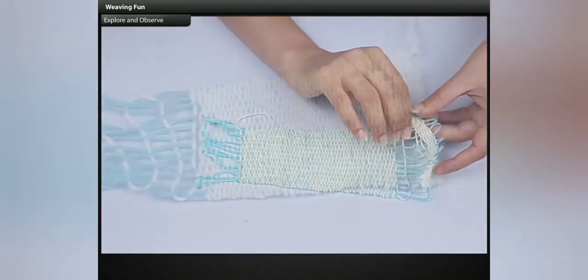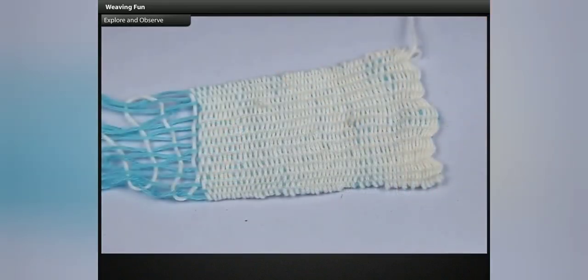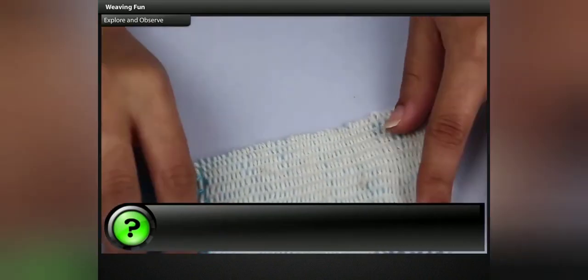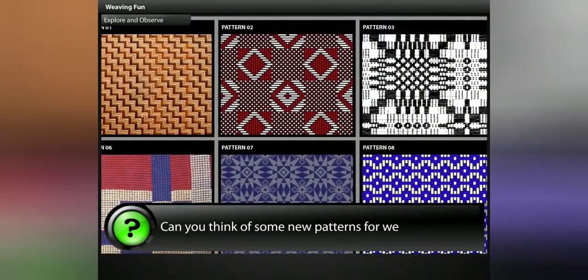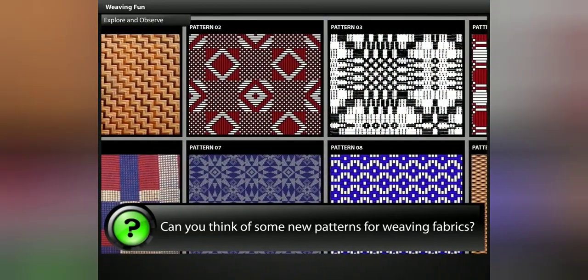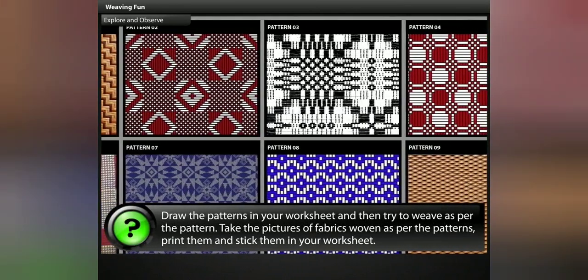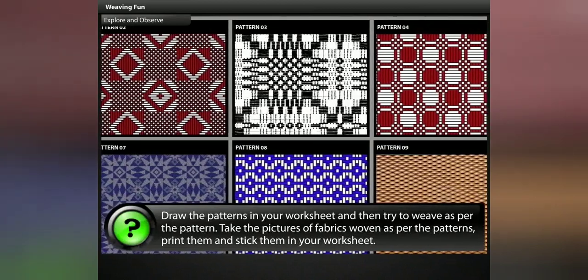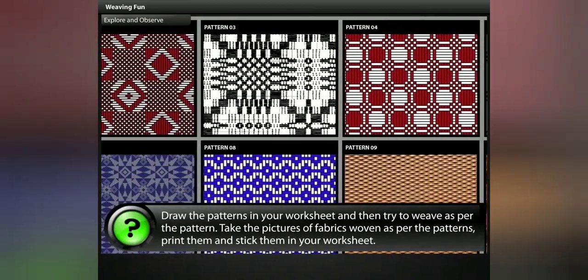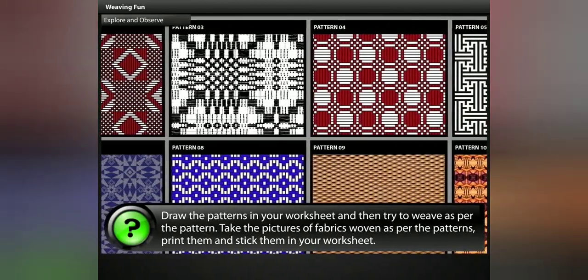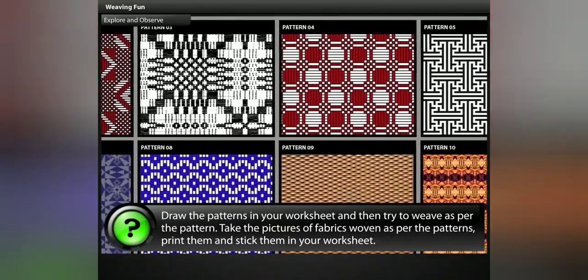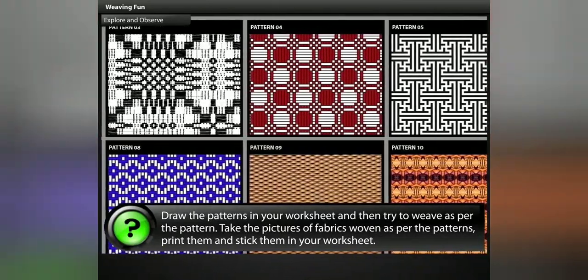Isn't weaving very easy? Now that you know how to weave plain weave fabric, let's weave fabrics of different patterns. Can you think of some new patterns for weaving fabrics? Draw the patterns in your worksheet and then try to weave as per the pattern. Take the pictures of fabrics woven as per the patterns, print them and stick them in your worksheet.